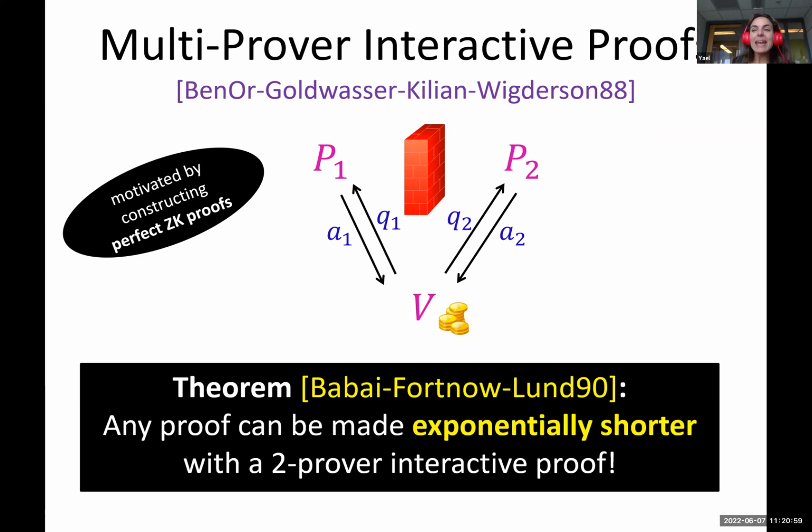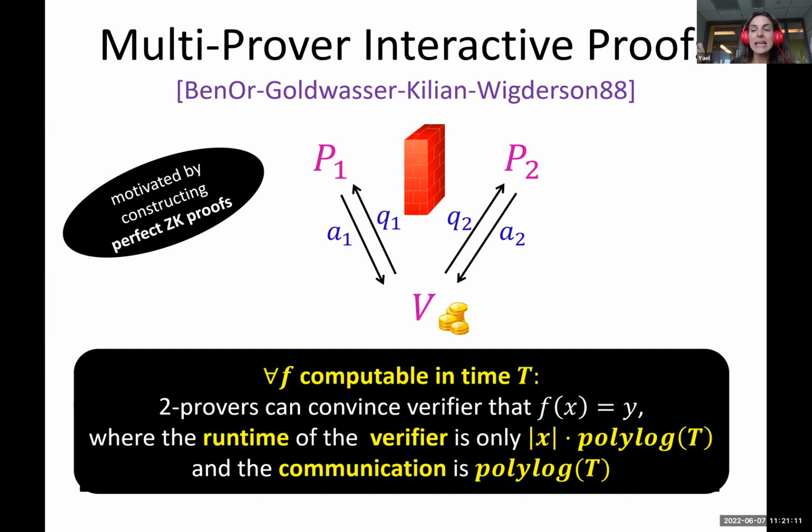It was shown that any proof can be made exponentially shorter using a two-prover interactive proof. In other words, I can convince you that a time t computation is correct while sending questions and answers only of size log t. I wrote here polylog, but actually you can make it even order log t. It's unbelievable, exponentially shorter. The communication complexity is exponentially shorter than that of a classical kind of proof.